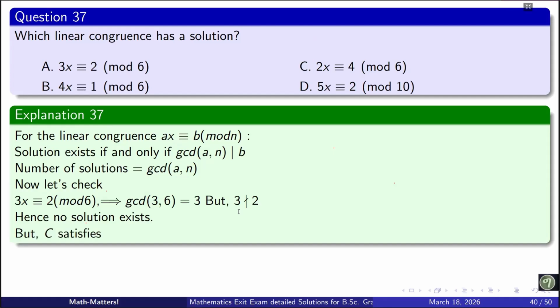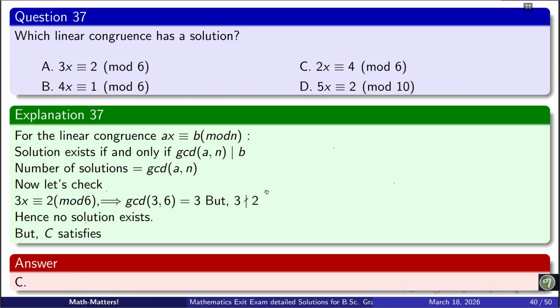But if we take C, we have 2x congruent to 4 modulo 6. The greatest common factor of 2 and 6 is 2. 2 divides 4, that is, 4 is a multiple of 2. That means it satisfies the condition. And the number of solutions is the greatest common factor of 2 and 6, which is 2. So this linear congruence will have 2 solutions. Therefore, the answer is C.